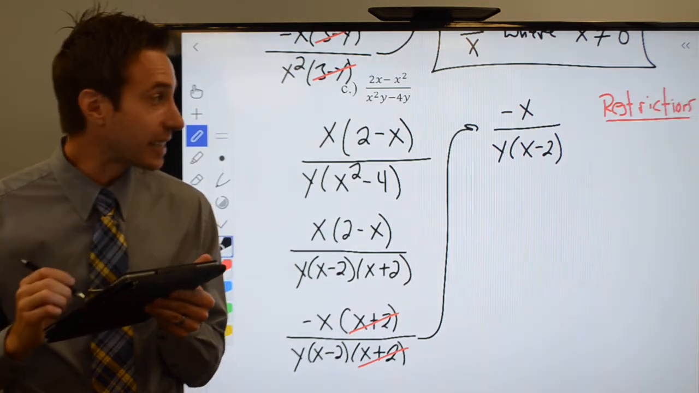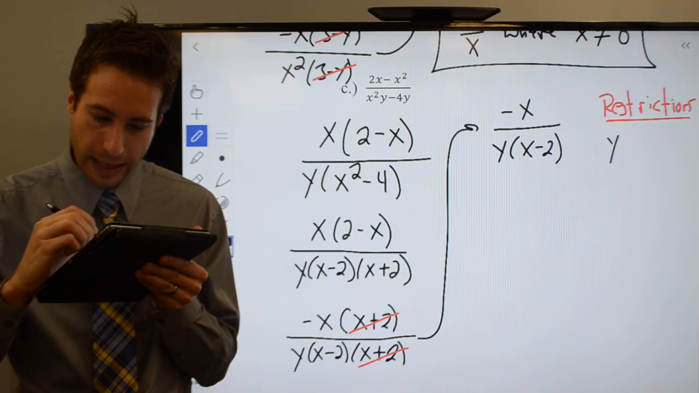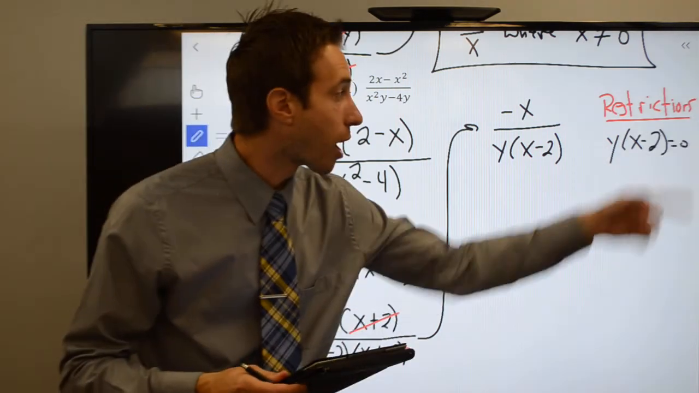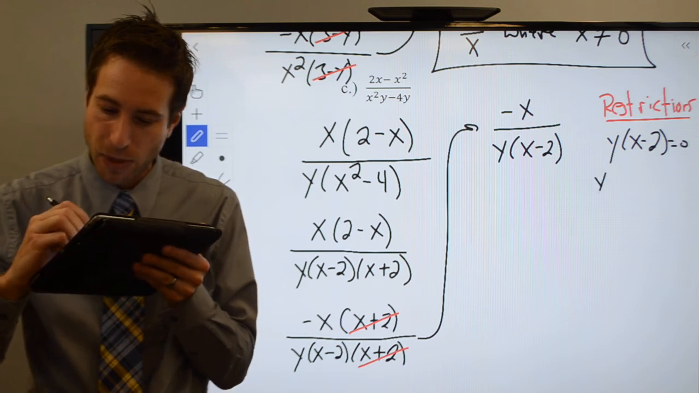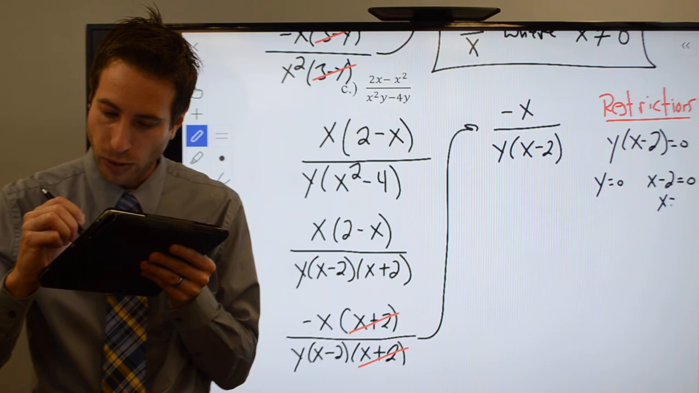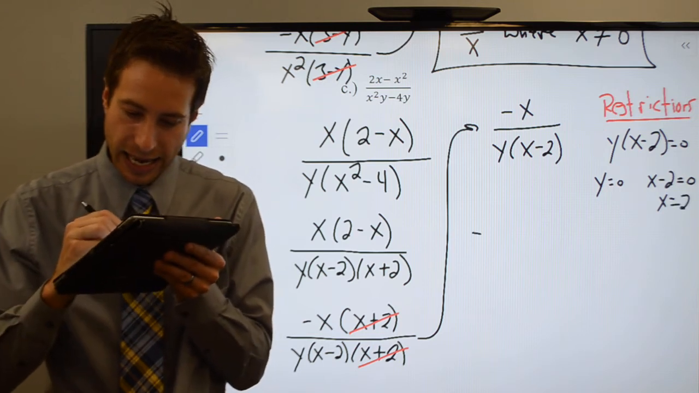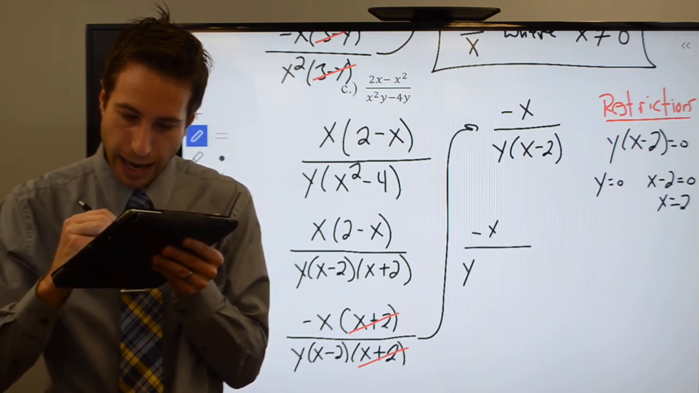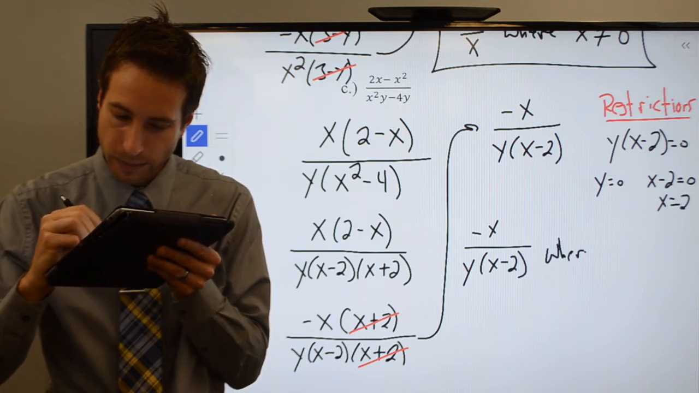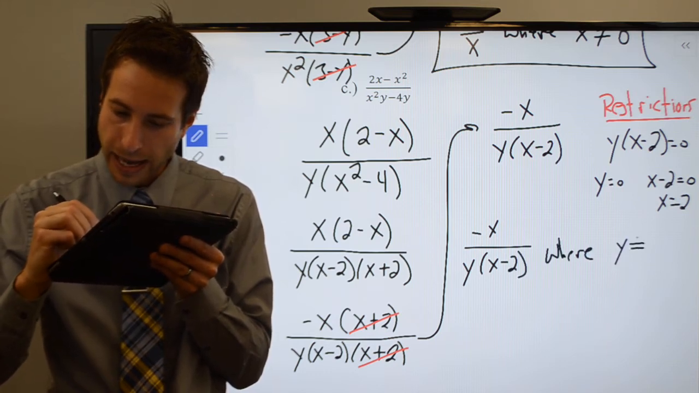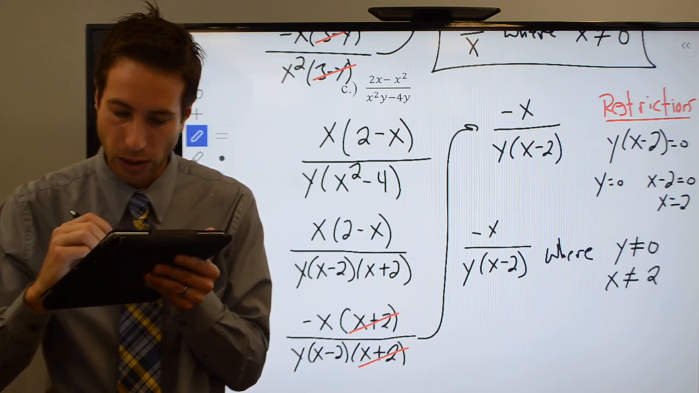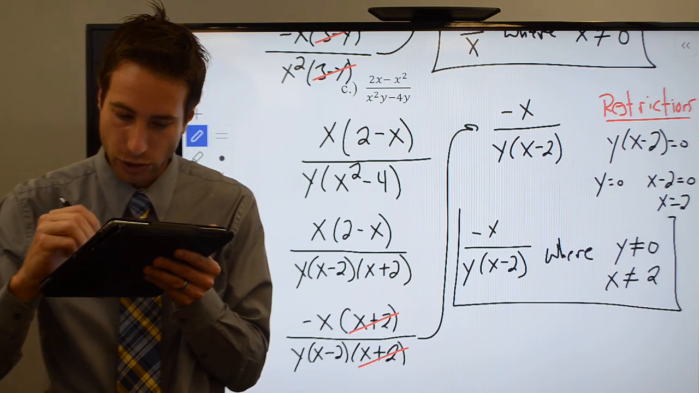All right, in order to get the restrictions, I need y times x minus 2 to be equal to 0. The zero product property lets you split them up. Y equals 0, x minus 2 equals 0, so x is equal to 2. And here it is, negative x all over y times x minus 2, where y cannot equal 0 and x cannot equal a positive 2.